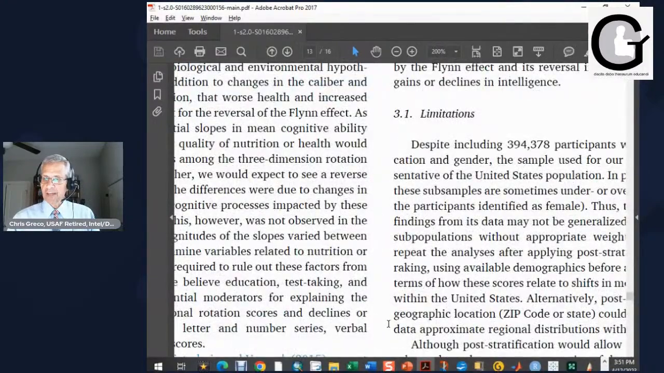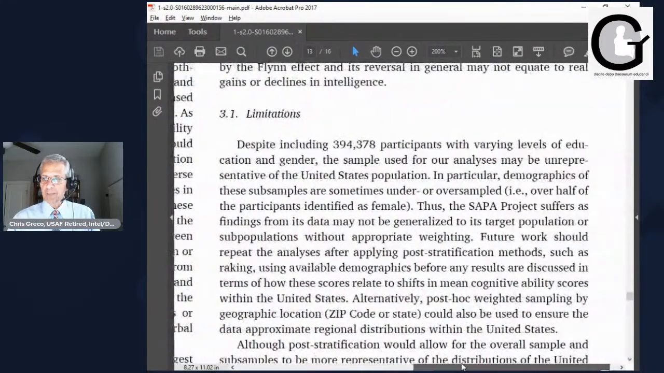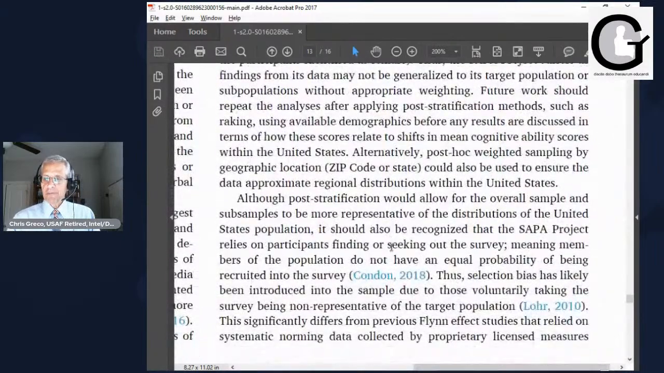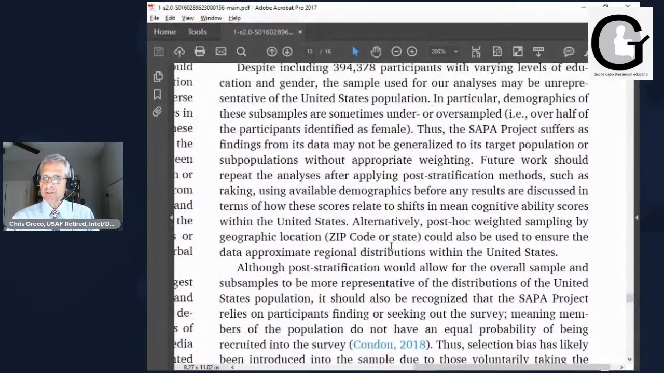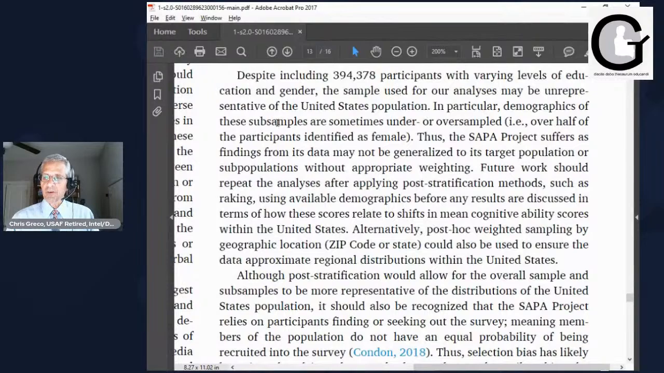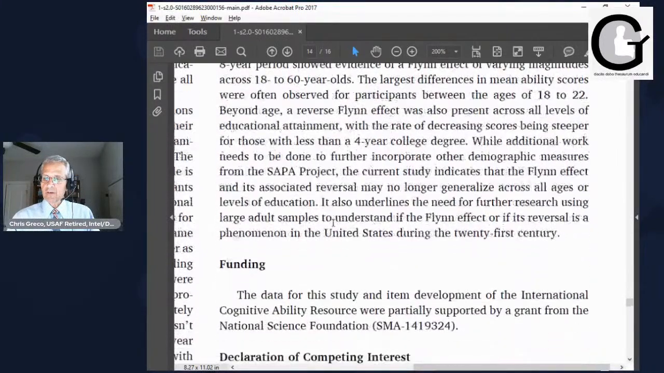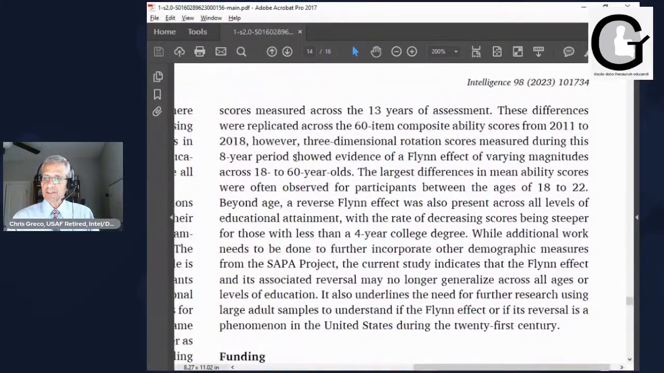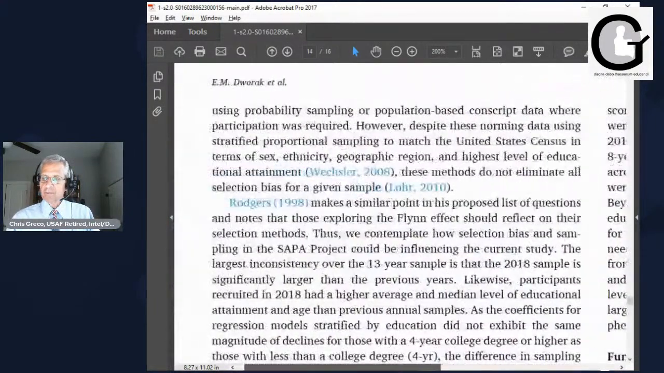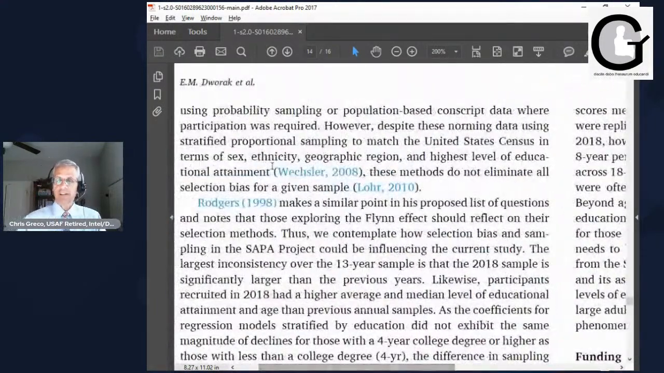They talk about the fact that they were mostly female. 68% were females in this whole thing. In particular, the demographics of these subsamples are sometimes under or over sampled. They talk about different aspects, like the age of 60 years old, and they did talk about the fact that they were mostly females.